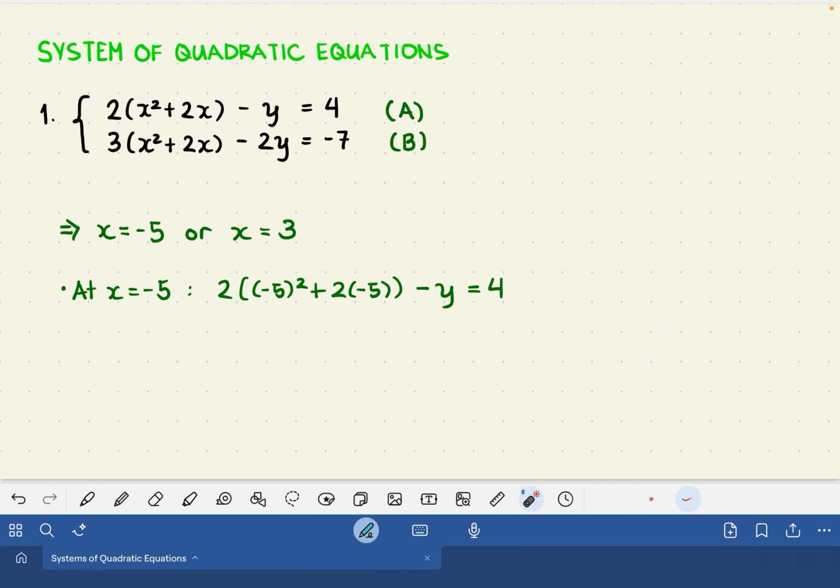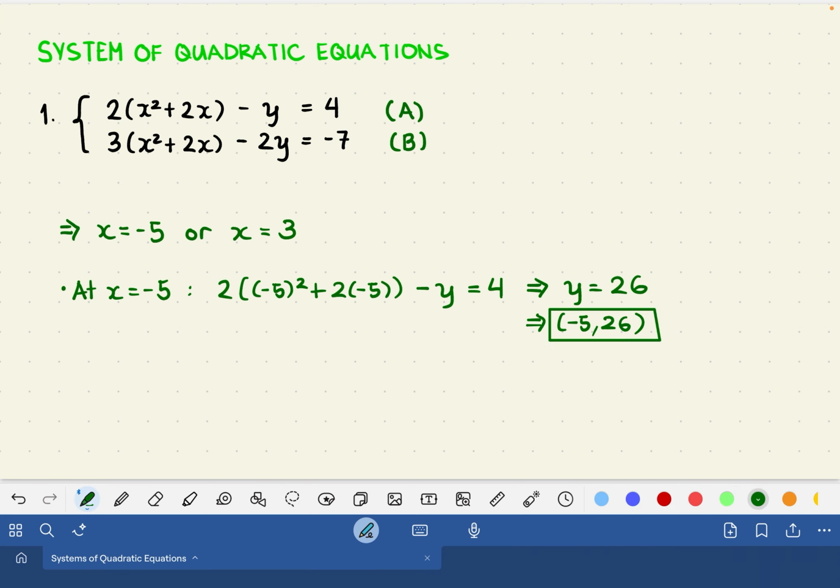Let us simplify this one. Negative 5 squared is just equal to 25, plus 2 times negative 5 will just be negative 10. Adding these two up will yield us 15. 2 times 15 is going to be 30. If you move 30 to the other side, we will have negative y equal to 4 minus 30. This simplifies to negative 26. Multiply negative 1 to both sides, and that will give us y equal to 26. This gives us the point negative 5, 26.